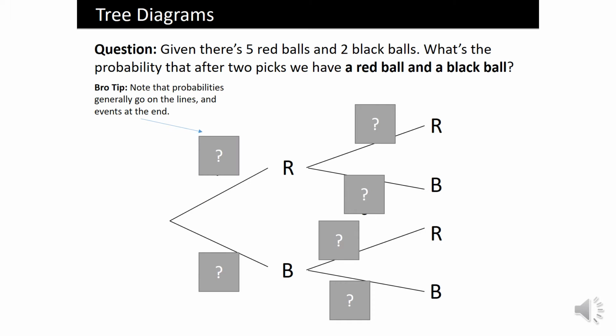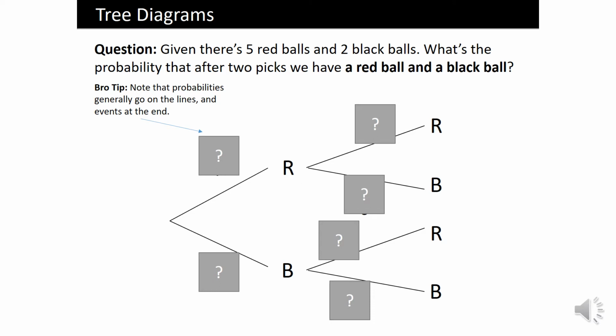So what we're going to look at today is what happens when the numbers change. So for example, if you were taking out balls from a bag, if you were to not put them back in between each go, obviously the number would change each time of how many there are in the bag. So we're going to go through this example and kind of work out how that changes the probability. So the question here is, given that there's 5 red balls and 2 black balls, what is the probability that after 2 picks we have a red and a black?